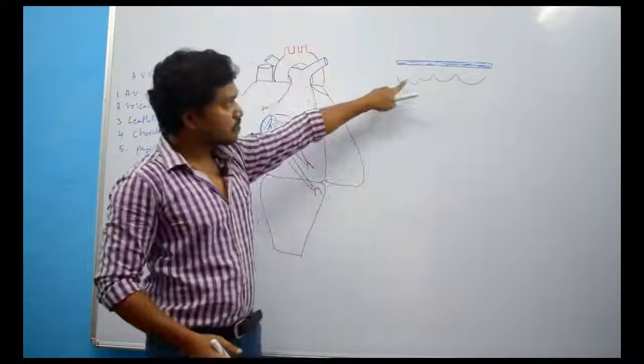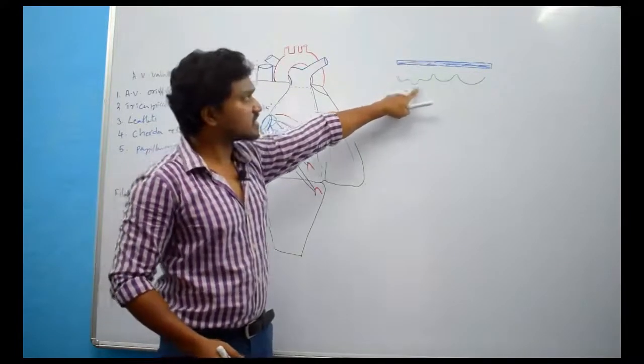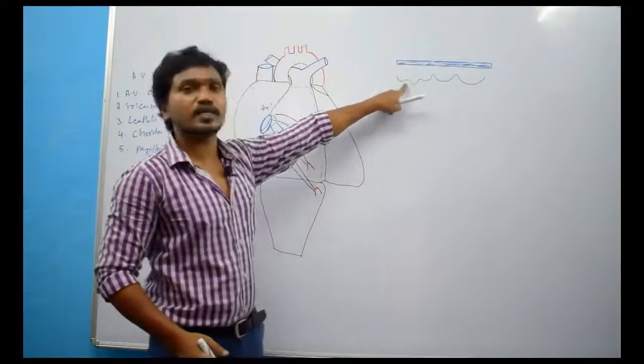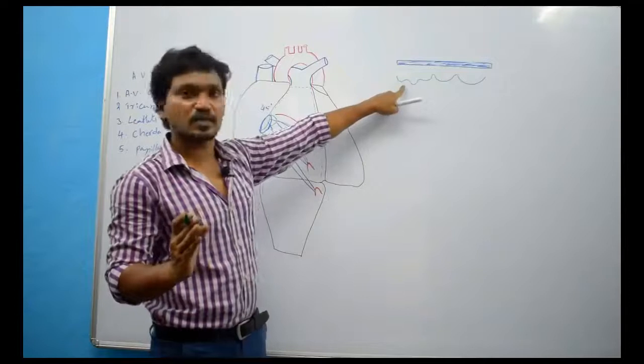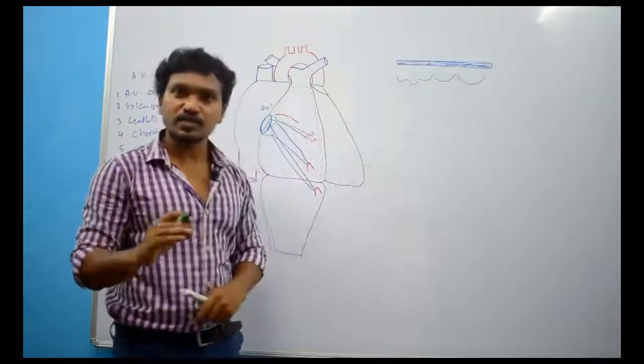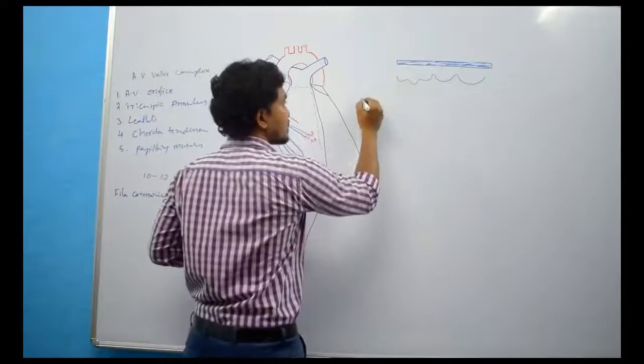If you observe the posterior leaflet, you can see two indentations in it. These indentations are what we call clefts. Because of these clefts, the posterior leaflet divides into three scallops: 1, 2, 3. Three scallops.